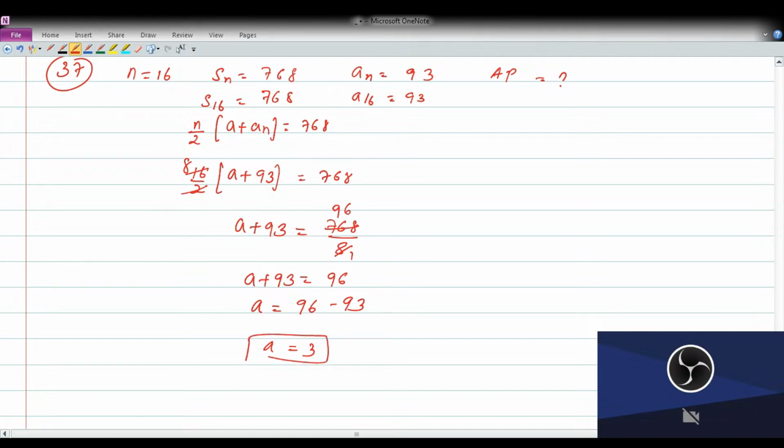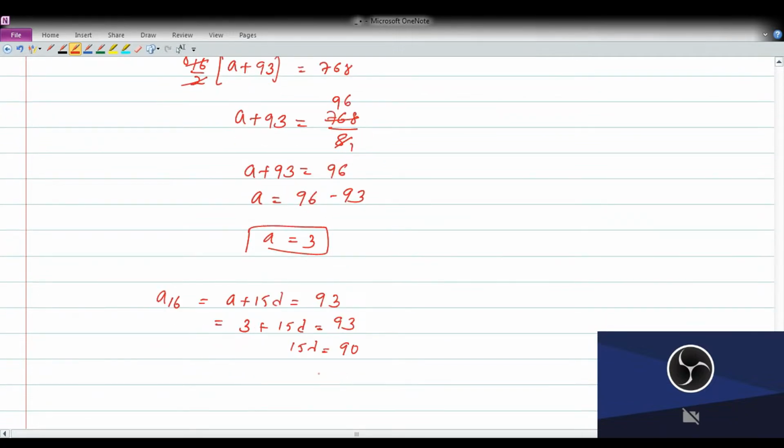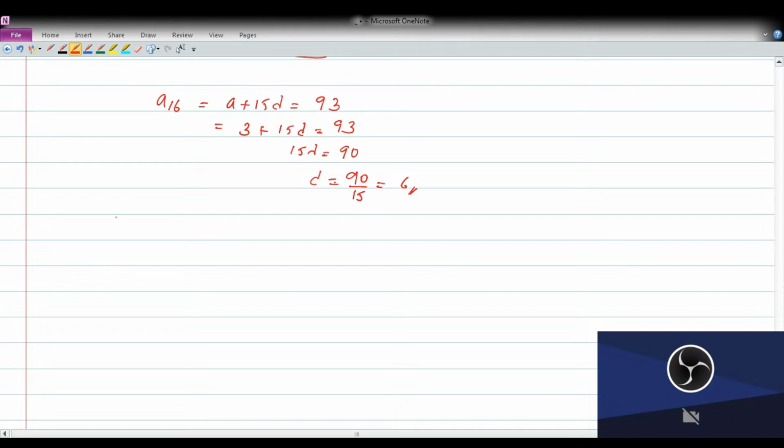Once you get the value of a as 3, substitute in a16. So what is a16? a16 is equal to a plus 15d, that is given 93. So a is 3, a plus 15d is equal to 93. So that gives 15d is equal to 90, by taking 3 to this side, it becomes minus 3. So d is equal to 90 divided by 15. So that is equal to how much? 15 6s are 90. So once you get a and d, we can write the arithmetic progression. The required AP is 3, 3 plus 6 is 9, 15. This is the arithmetic progression.